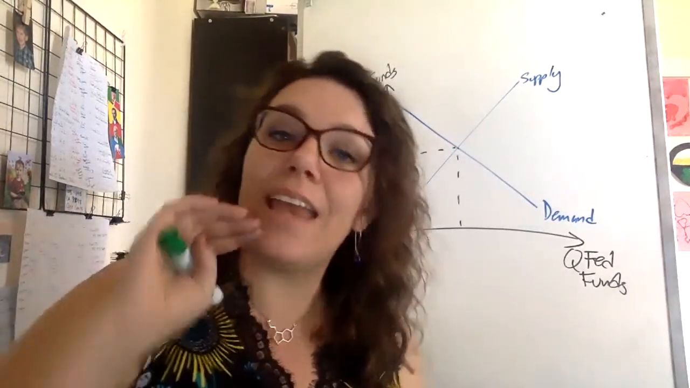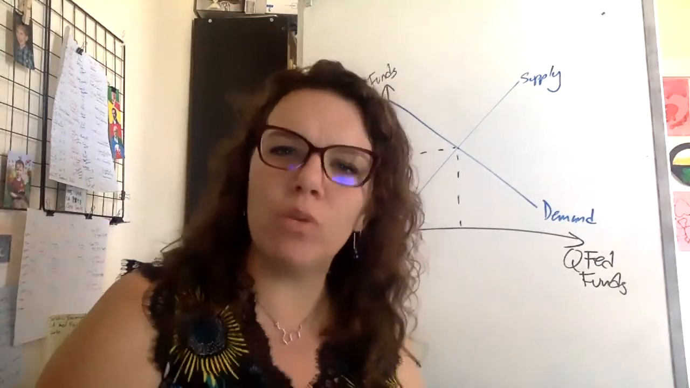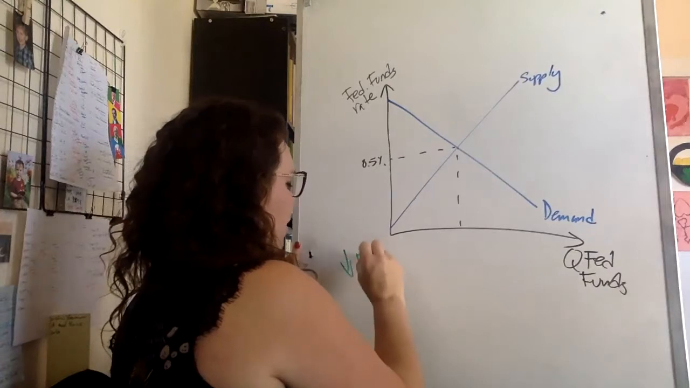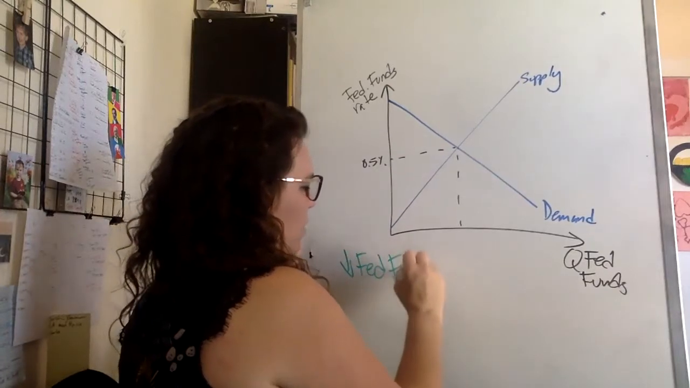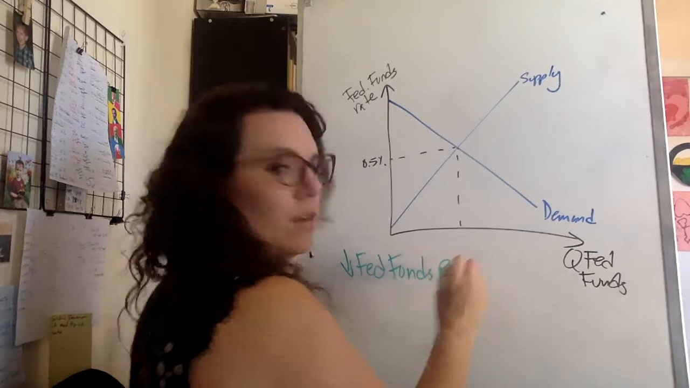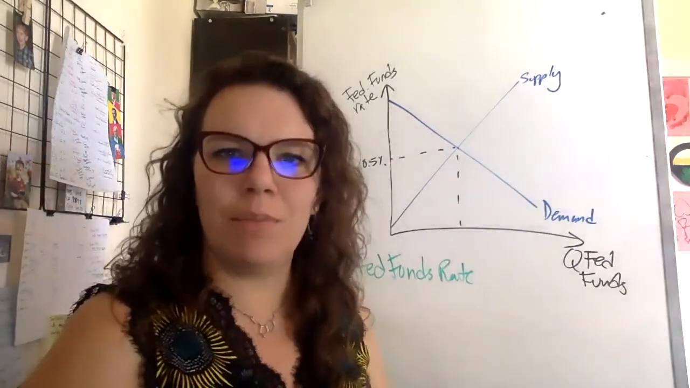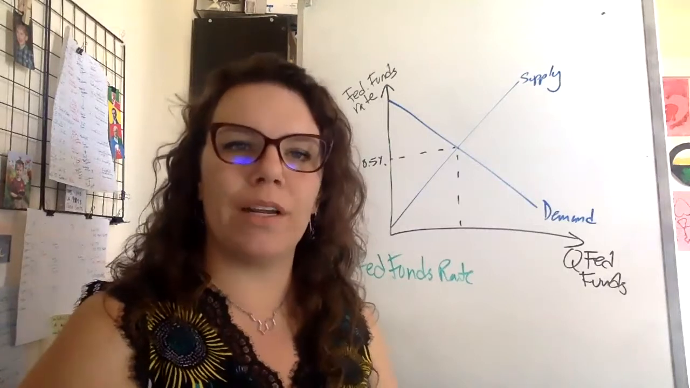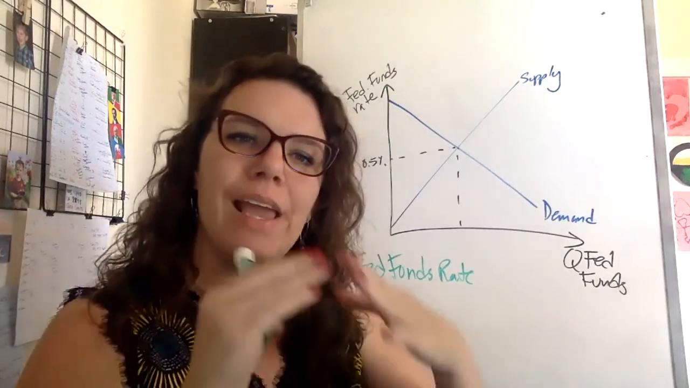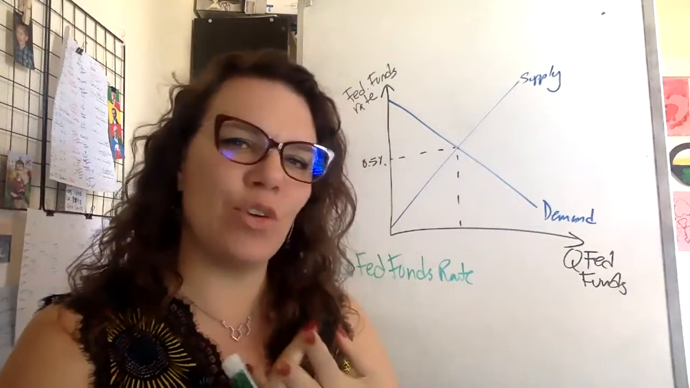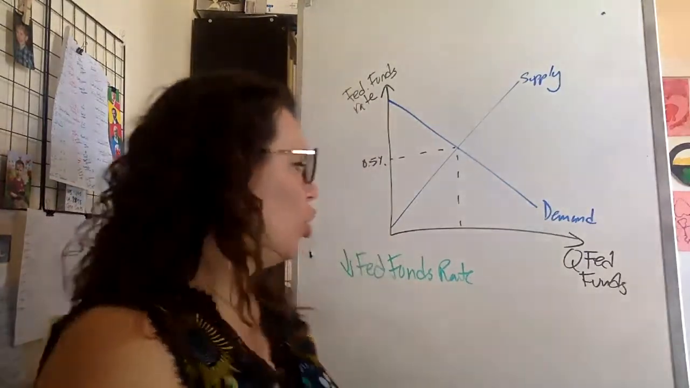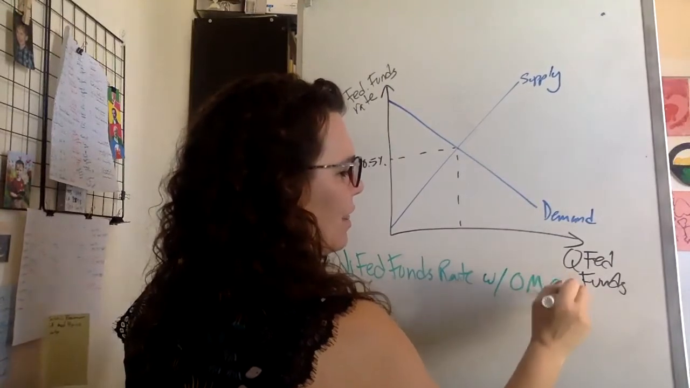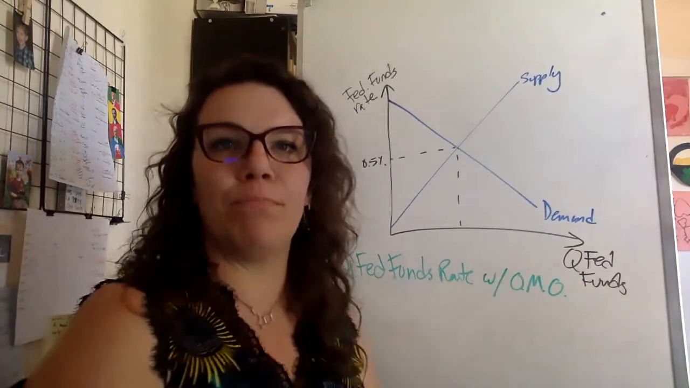Question one says, now that we're in an economic recession, the Federal Reserve wants to lower the federal funds rate to try and stimulate the economy. And so they want to do that using open market operations. And so we want to say how that would happen and then graph it. Remember, open market operations is the selling and buying of bonds.